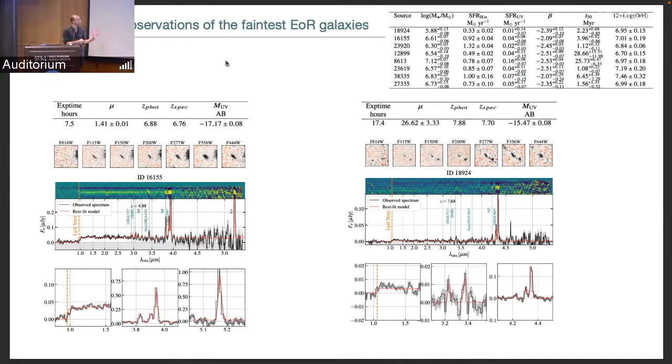This is crazy. And this galaxy has a stellar mass below 10 to the 6 at redshift 8. This is comparable to local dwarf galaxies. So we've been talking about how JWST is amazing. This is just silly.